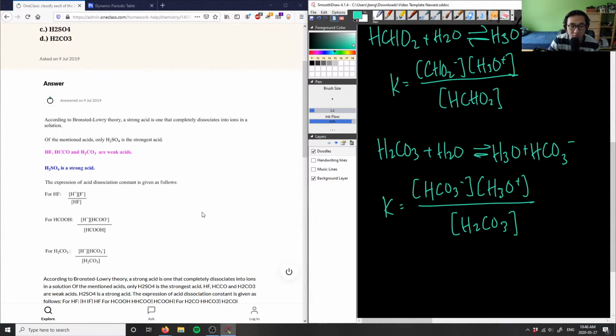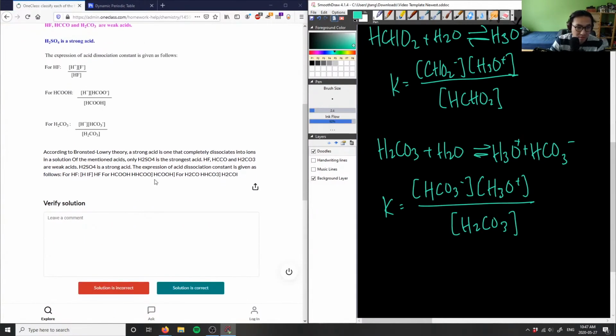So this solution here is correct, but I don't like how this is negative here. It's supposed to be H plus or H3O plus. So let me just correct their solution here. But the solution is correct. Note that H minus is rewritten as either H plus or, more specifically, H3O plus.